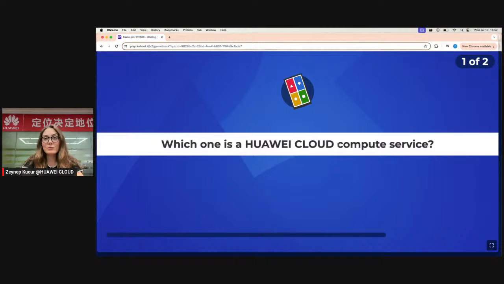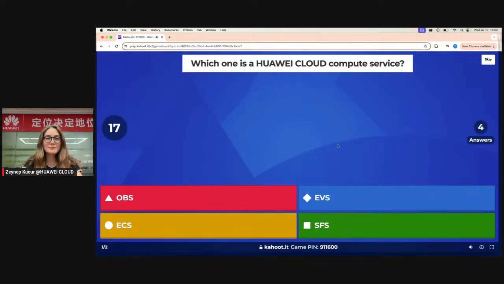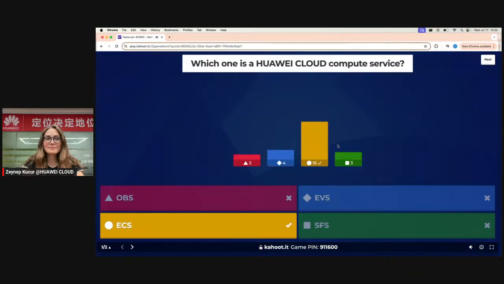Which one is a Huawei Cloud Compute Service? Sixteen of you have responded correctly. Well, ECS is a cloud compute service. I mentioned that it is the virtual machine solution of Huawei Cloud. And OBS and EBS and SFS, those are the storage solutions. OBS is for object storage, EBS is for block storage, and SFS is for file storage. Let's continue with the next question.